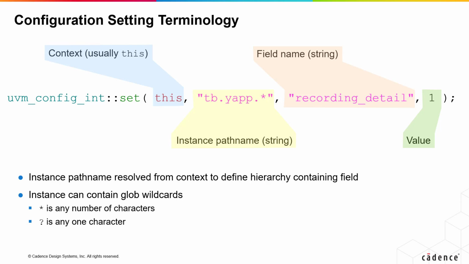We can set multiple identical fields in different hierarchies using Glob pattern wildcards in the instance. Star for any number of characters, including 0, or question mark for any 1 character. Alternatively, we can use a regular expression, or regex, for the instance argument. There are many flavors of regex. UVM supports POSIX regex.